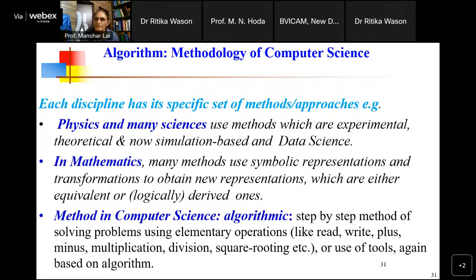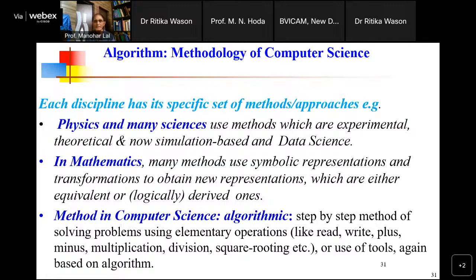Friends, we will ask, what is the basic methodology of computer science or computing? Physics and many sciences use methods which are experimental, theoretical, and now simulation-based and data science-based. In mathematics, many of the methods are symbolic representation and transformation to obtain new representations, which are either equivalent or logically derived ones. So what is the method of computer science? It is algorithmic, a step-by-step method of solving problems using elementary operations like read, write, etc., and use of tools, again based on algorithm.